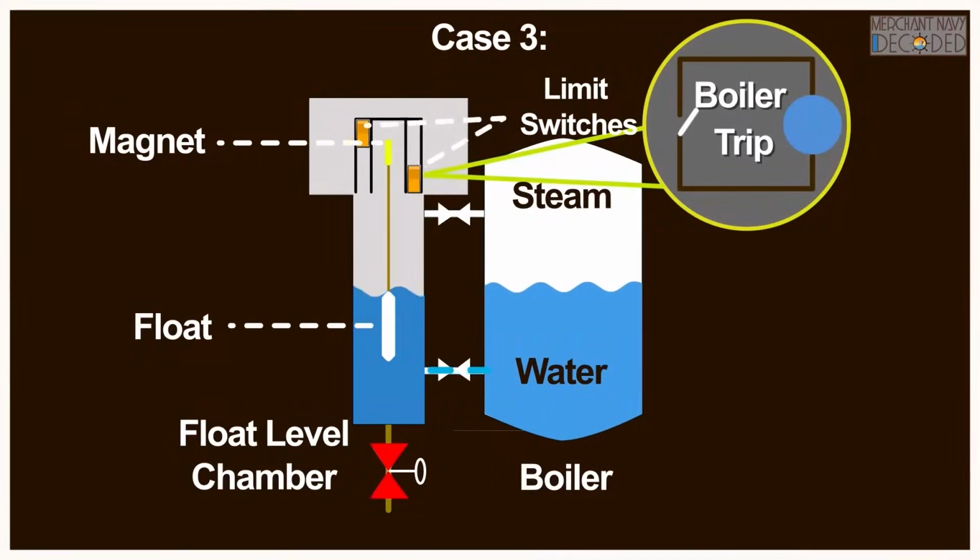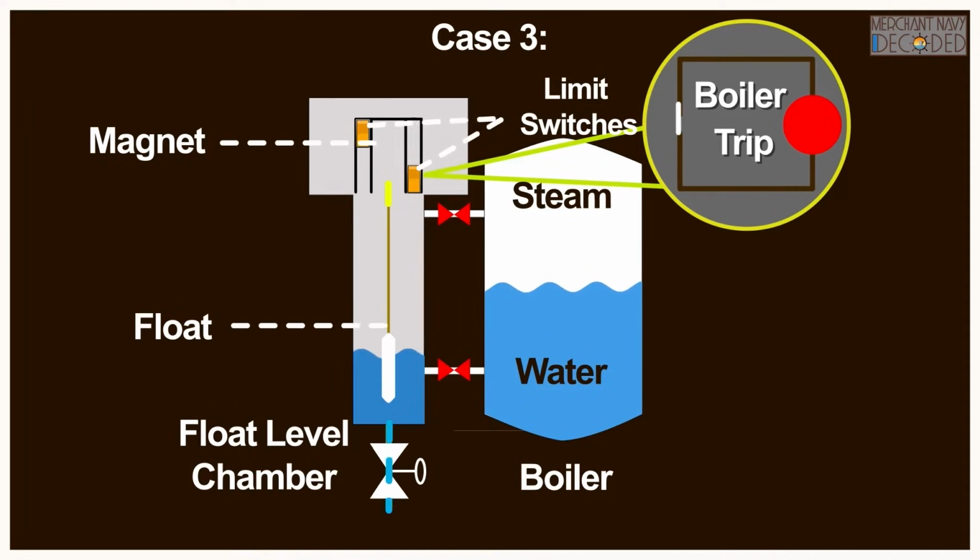Now in case 3, we are going to try out the boiler low water trip ourselves. In this, what we do is we shut the steam inlet valve to the low water level chamber. Then we shut the water inlet to the low water level chamber. Then we open the drain and empty the low water level chamber, due to which the float comes down and trips the boiler. This is carried out once every week.